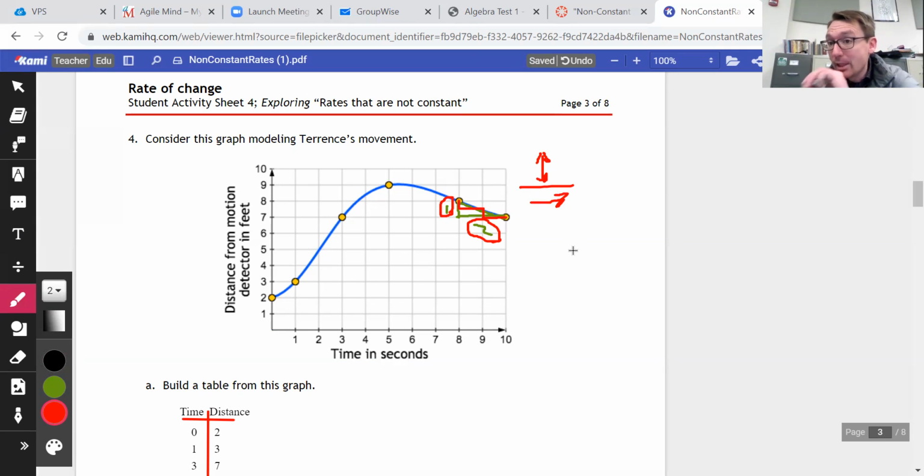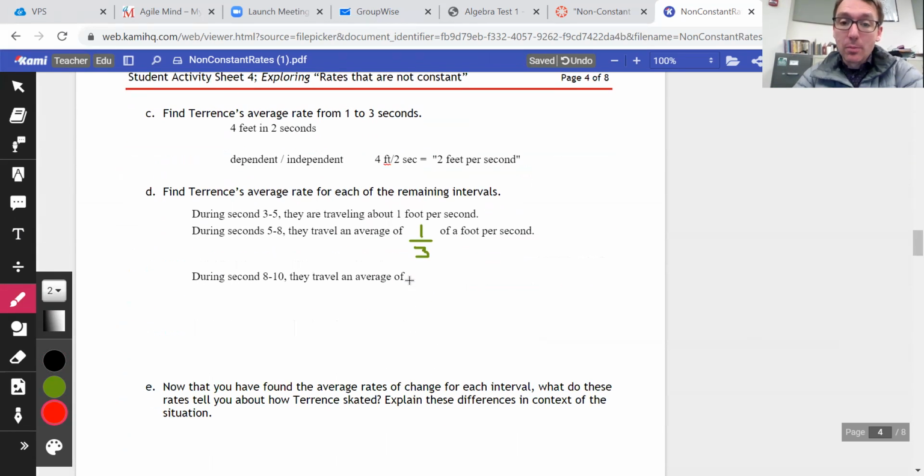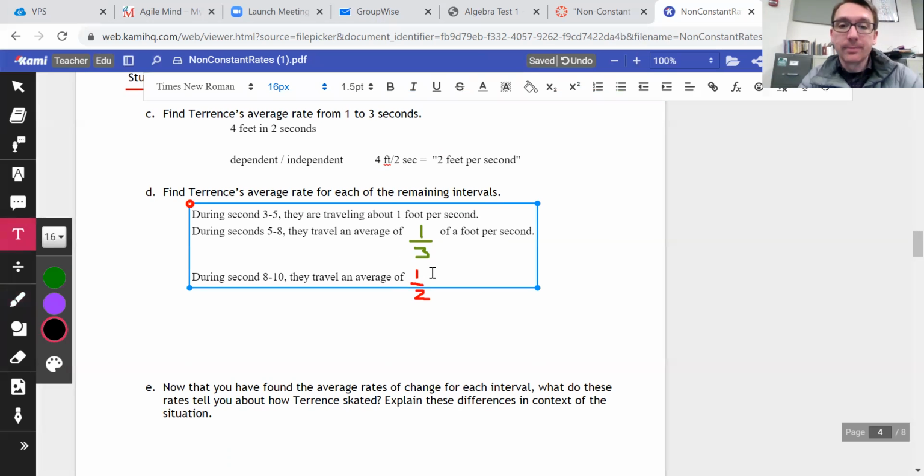Rise over run. That's what people mean when they say rise over run. This is the slope. What we're finding is the slope. So as we go further on, we talk about slope, we're still talking about the same thing. An average of 1/2 of a foot per second. Okay.